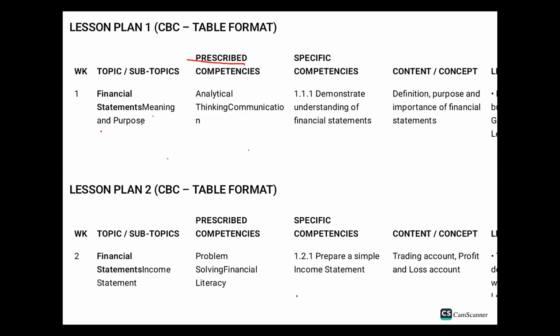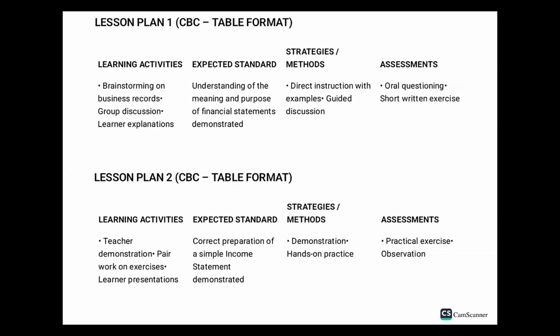Then from there, I'll explain to them the purpose of this. I'll have them understand the purpose and the importance of this. That's now the content. From the content, you go specifically to the learning activity. What are they going to be doing themselves? I think in today's class, my students will brainstorm on business records, or they're going to hold a group discussion. Then what do I expect at the end of this class?